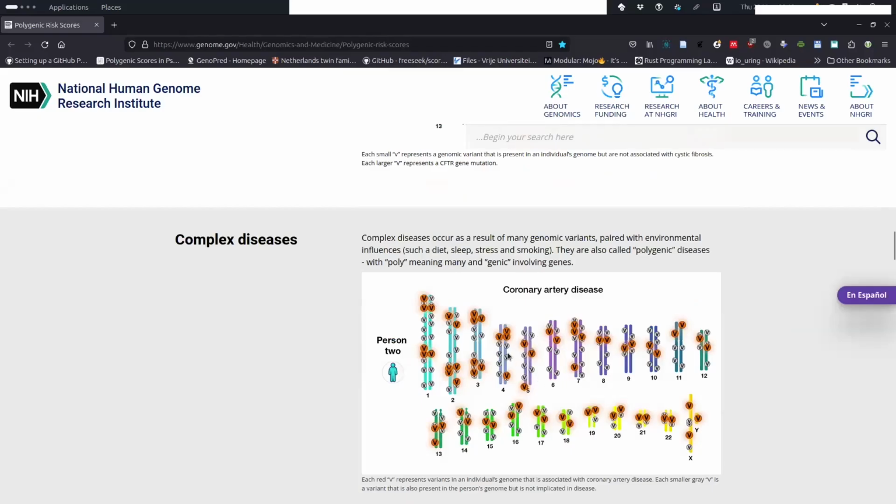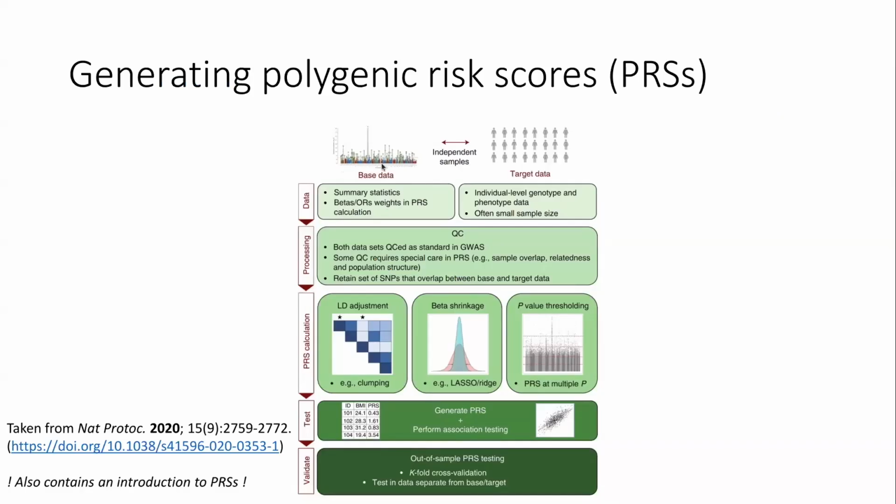This is a different representation of the base data. This is based on a genome-wide analysis of a certain trait, in this case, coronary artery disease. Such an association study highlights where there are risk increasing or risk decreasing variants. So these are the 22 chromosomes and maybe also the sex chromosomes, and the height of the dots.